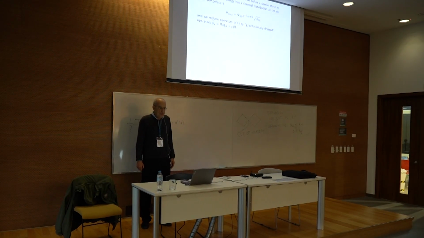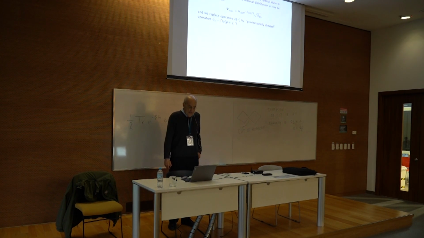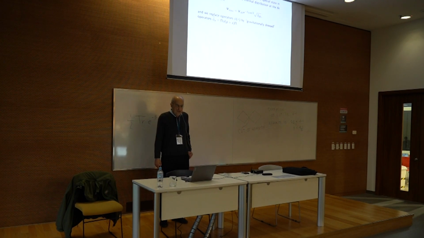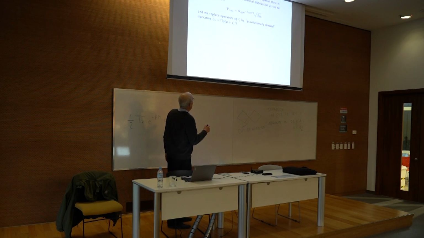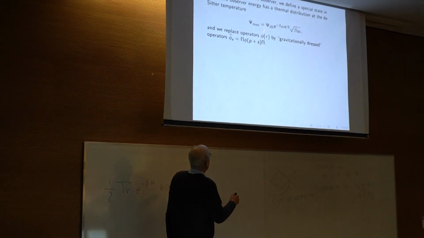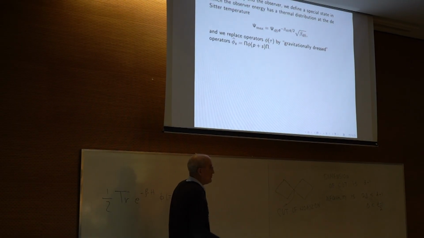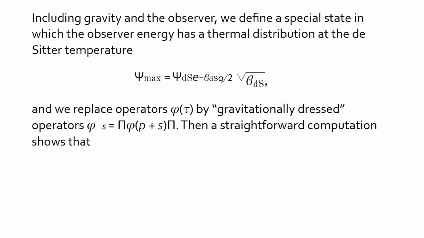Well, when we include the observer and gravity, we have to extend the state psi ds to include a state of the observer. And there's a nice one where we give the observer energy a thermal distribution at the de Sitter temperature. So the nice state is this one. I'll call it psi max, where the reason for the subscript max will be clear in a bit. Psi max is the de Sitter state times an observer wave function. The square root is a normalization condition, so that's a normalized state. The factor e to the minus beta q over 2 is appropriate, so that psi squared gives a thermal distribution at the de Sitter temperature.